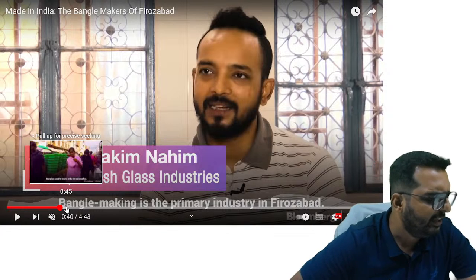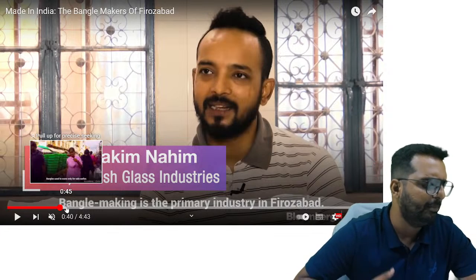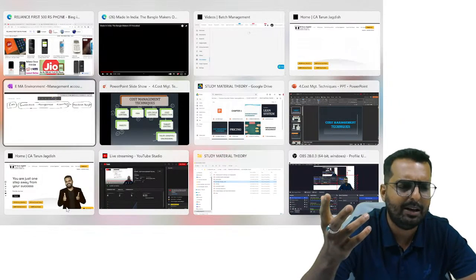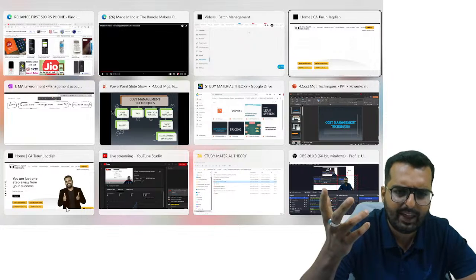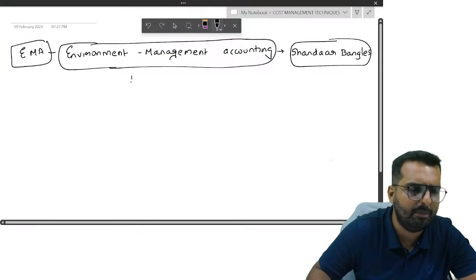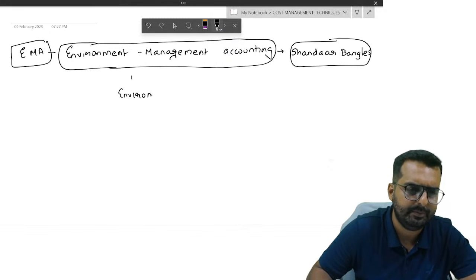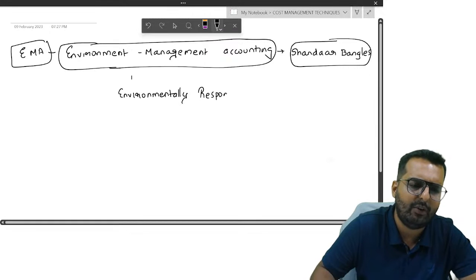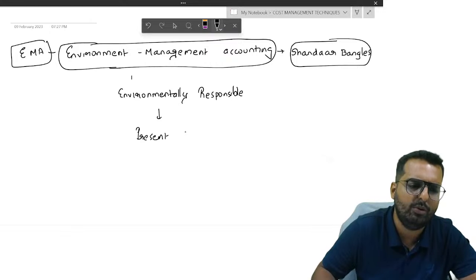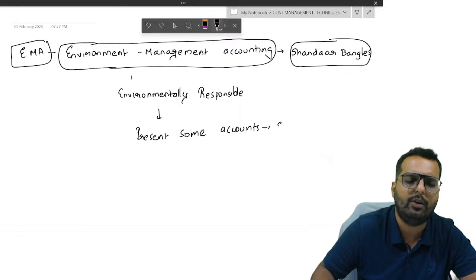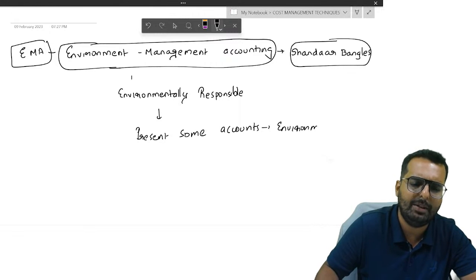That is when we come up with a learning that is called EMA, or Environmental Management Accounting, where they say that every company should be environmentally responsible. Very, very important. They have to be environmentally responsible and they are supposed to present some accounts about how they are actually taking care of the environment. So, for example, they can do multiple things.